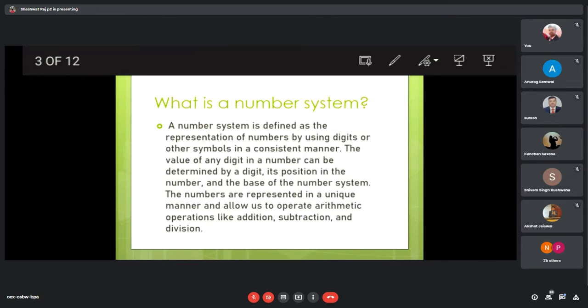A number system is defined as a representation of numbers by using digits or other symbols in a consistent manner. The value of any digit in a number can be determined by the digit, its position in the number, and the base of the number system. The numbers are represented in a unique manner and allow us to perform arithmetic operations like addition, subtraction, and division.